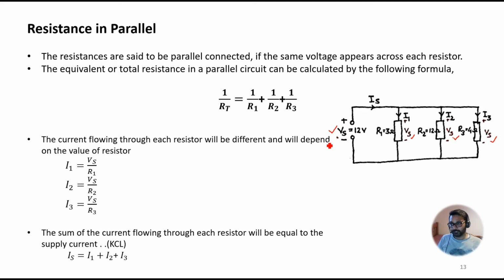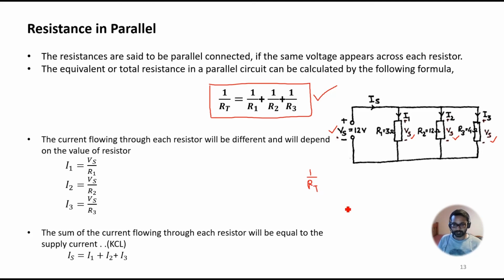right? Now, to find the equivalent value of the resistance, or the total resistance of the circuit, we use this formula. This is slightly different. We take the reciprocal of each of the resistances. So 1 over R1 plus 1 over R2 plus 1 over R3 will be equal to 1 divided by the total resistance. So let's find out the value for this particular circuit. R1 is 3 ohms, R2 is 12 ohms, and R3 is 4 ohms. So let's apply this in the formula.